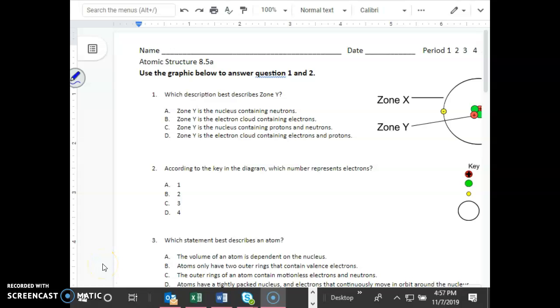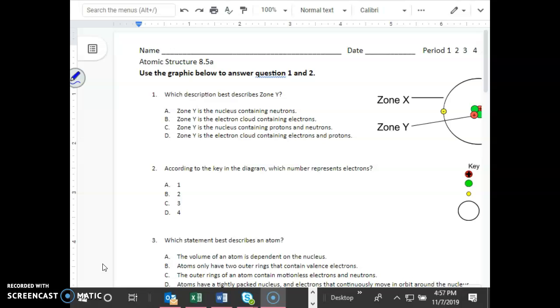Okay, atomic structure quiz 8.5a. Here are the test corrections. Remember, in order to get credit for your corrections, you have to write everything that we write, and make sure you correct every question, not just the ones you got wrong.